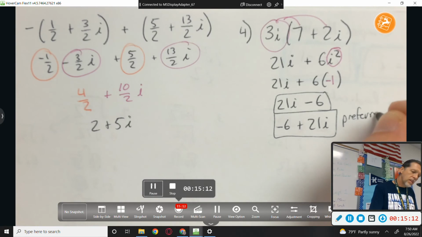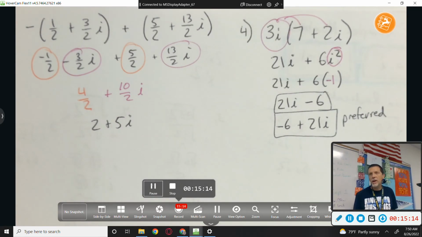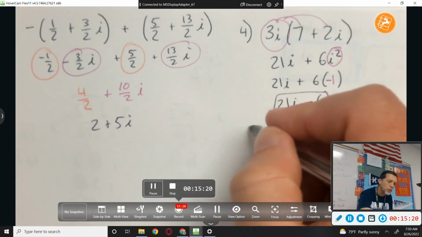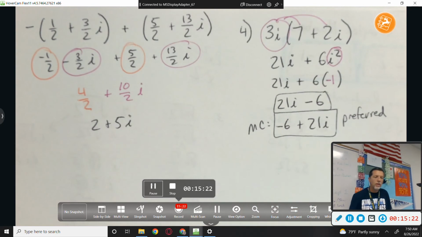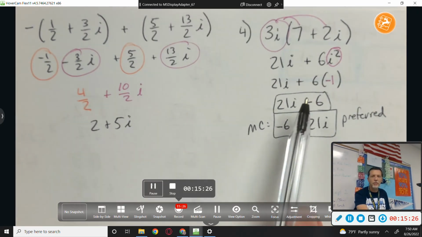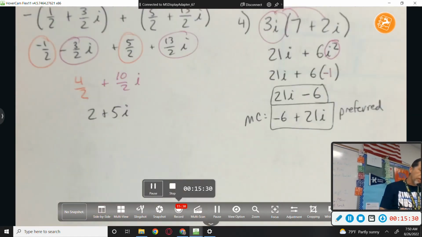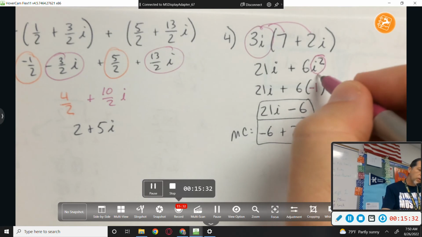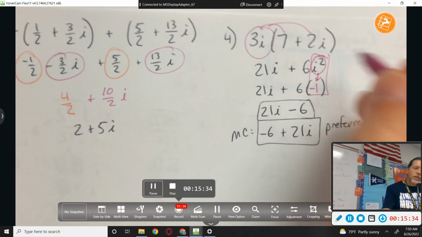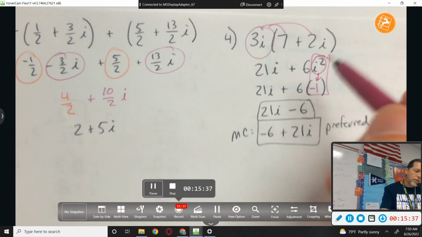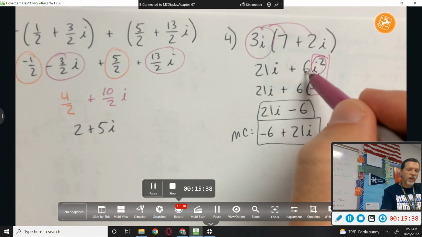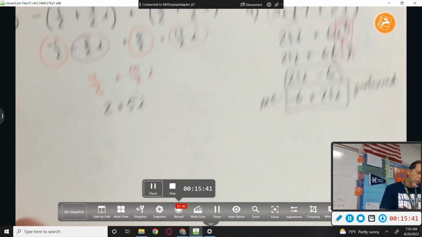The second one's preferred, but not preferred enough that I'd take off any points for it. Preferred in that on a multiple choice, it would be written like that. But I don't think there's any problem going from this form to this form. So the big thing is, when you see i squared, replace it with negative 1. Or what many of you will do is, when you see i squared, just change the sign of whatever number it's attached to.